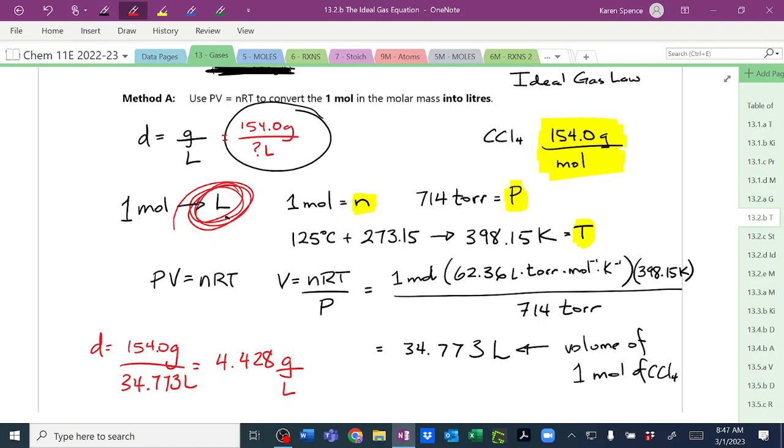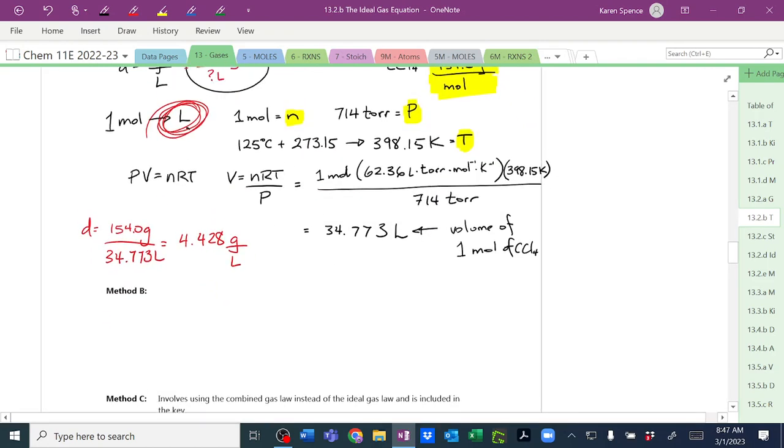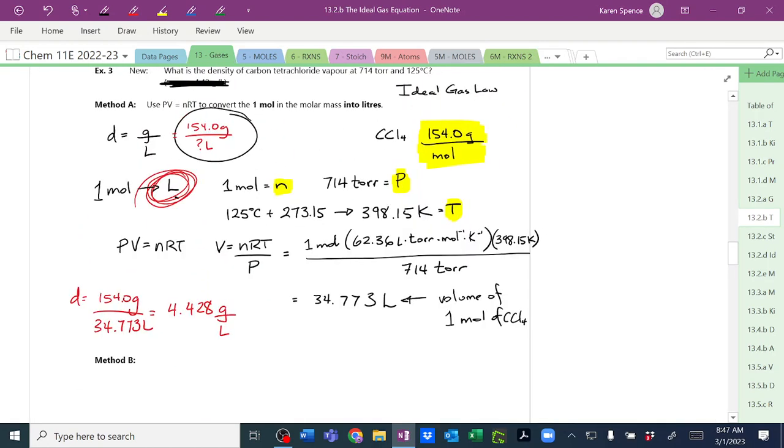Let's see if I did that right. The answer says, what does the answer say? 4.42. Okay, so we're close. Okay, within spitting distance. So I'm going to say that's all right then.